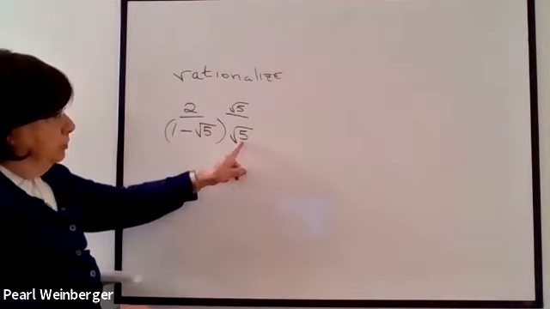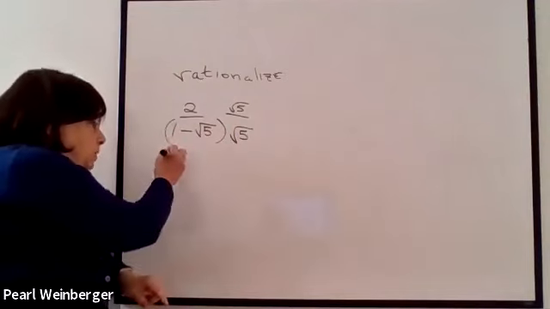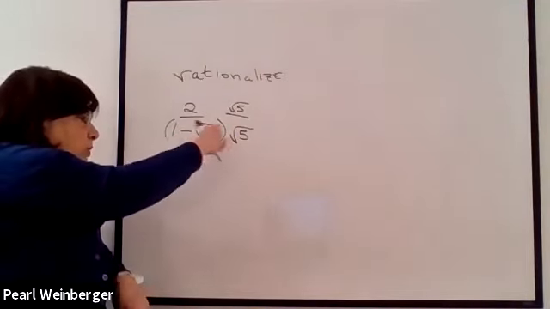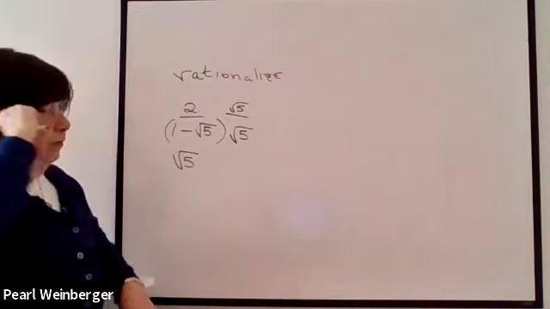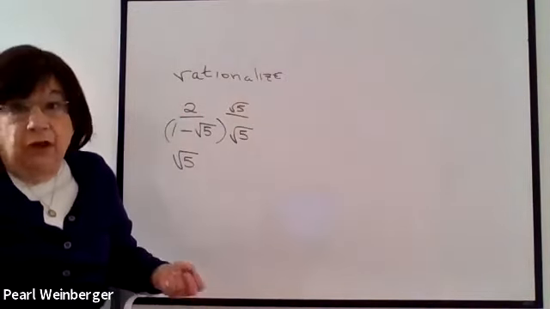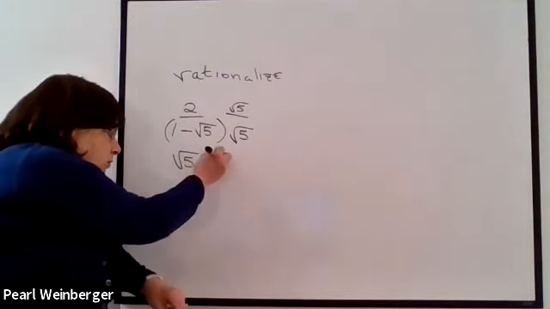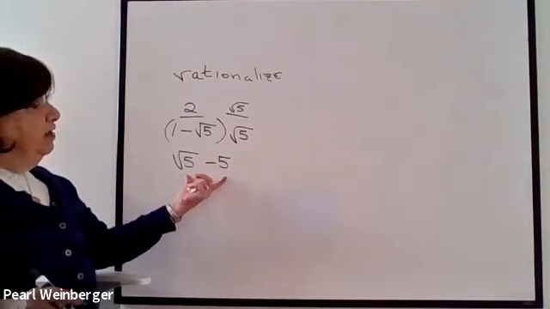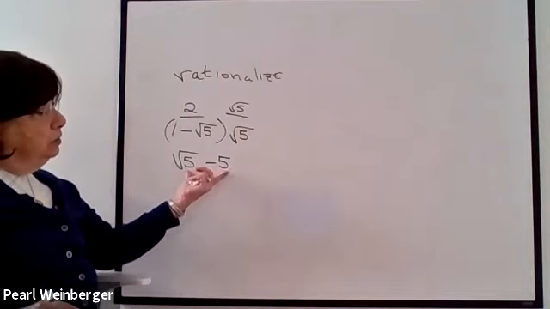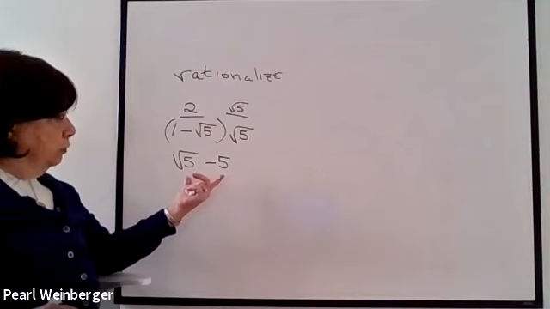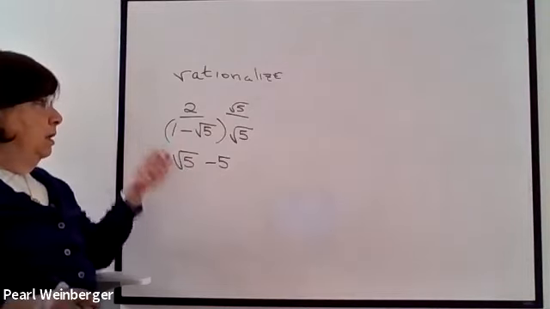I have to multiply the square root of 5 times 1, which will give me the square root of 5. And then negative the square root of 5 times positive square root of 5. Well, square root of 5 times square root of 5 just gives me plain 5. So that gives me minus 5. And I can't even combine these because this has a radical and this doesn't. They're not like radicals. They cannot be combined.